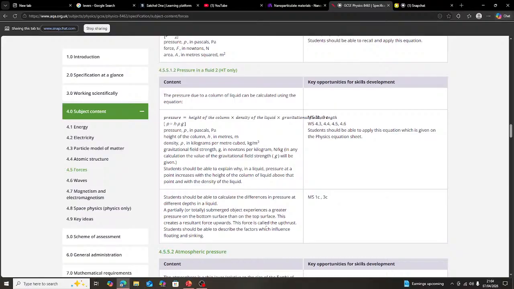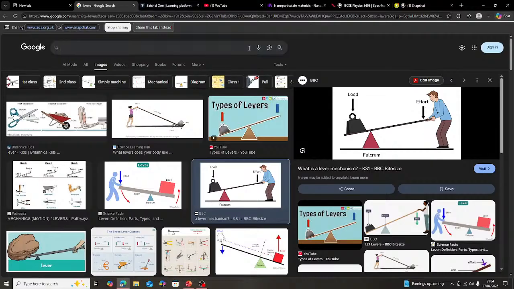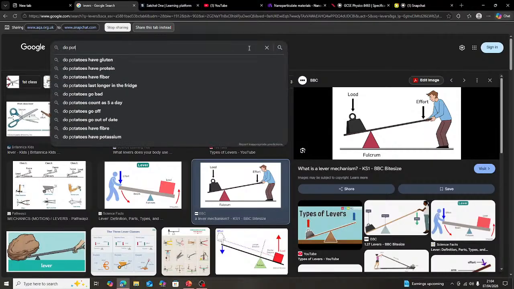Bro, this is the exact question that Miss put in the lesson. So what you're telling me, you've never seen a potato float? Let's search up right now. Do potatoes float or sink?